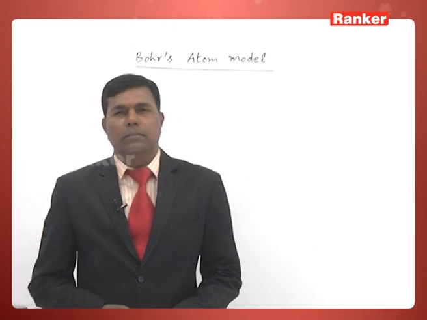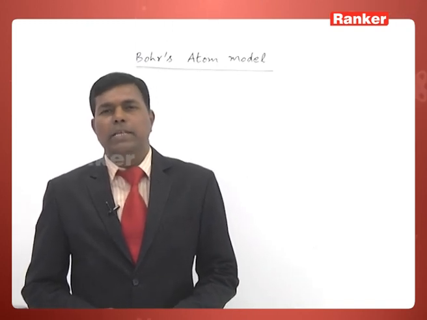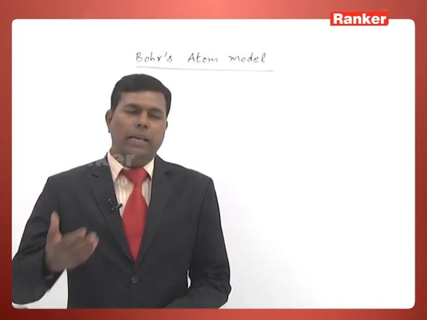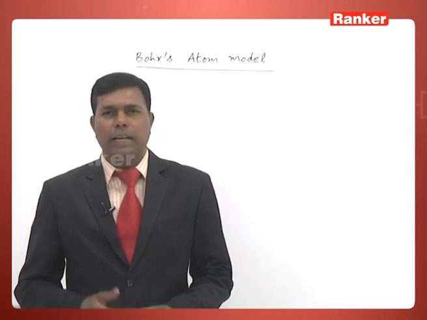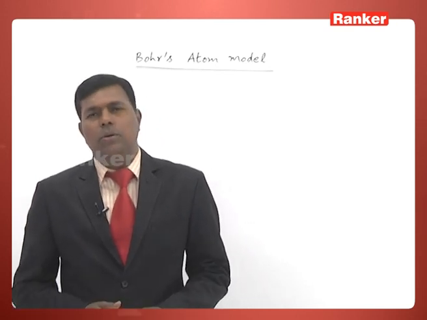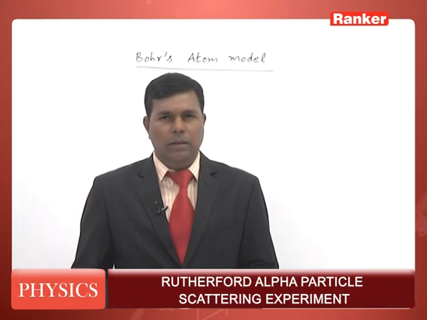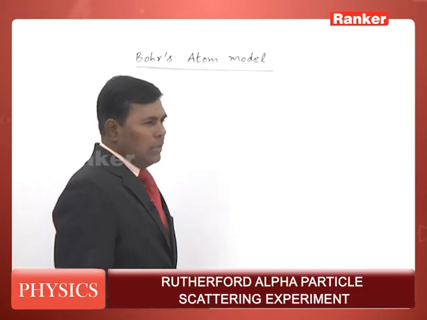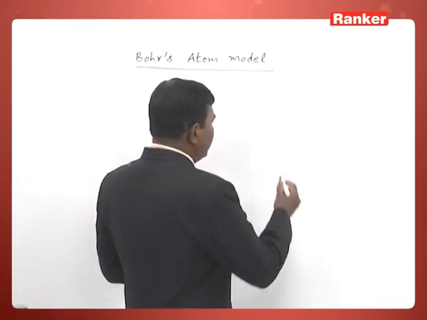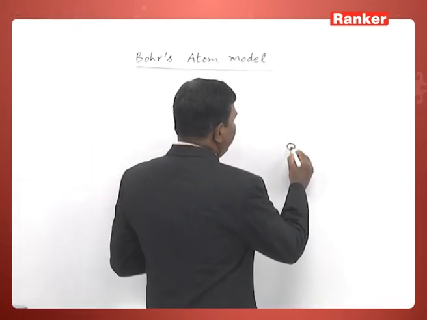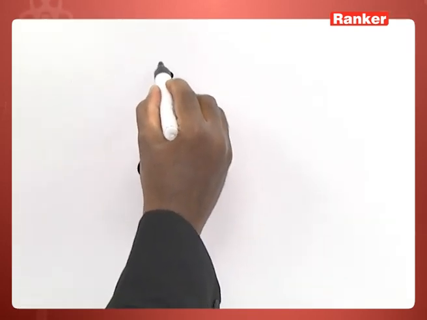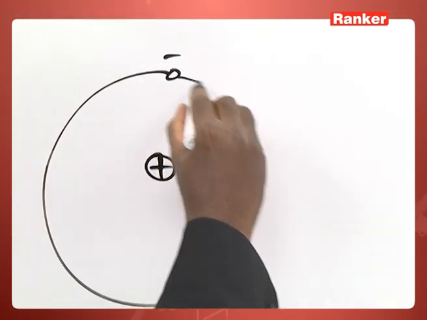Bohr's atom model. This model was proposed by Niels Bohr. In the earlier case, that is the Rutherford atom model, there are certain shortcomings. To overcome them, Niels Bohr proposed a different model. This is called Bohr's atom model. See, the problem with the earlier case is this: suppose you have a nucleus, which is a positively charged body at the core of the atom, and you have an electron revolving in a circular orbit around the nucleus.